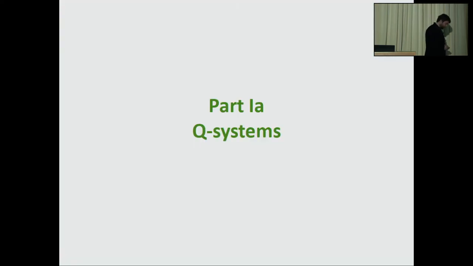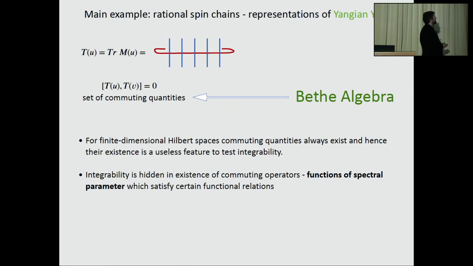And so let us start. We start by just discussing what I would mean by a Q system. What do I want? The simplest thing to keep in mind is a rational spin chain. Mathematically, it's some representation of the Yangian algebra. So you take your transfer matrix and construct a set of commuting quantities. We call this set of commuting quantities the Bethe algebra. Some people call it the Baxter algebra also. And you often say that commuting quantities are the landmark of integrability.